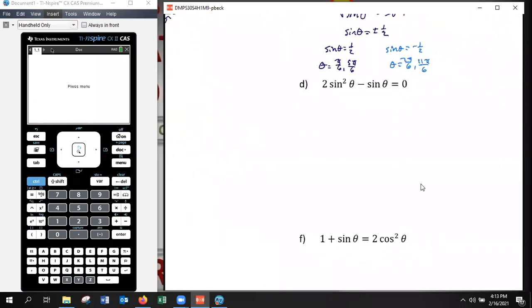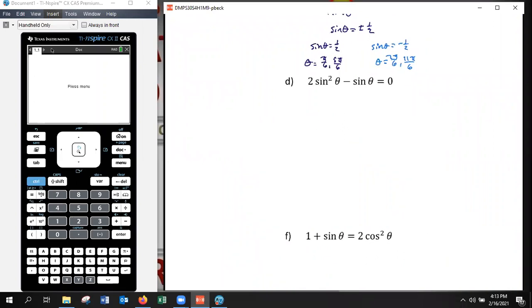I will look at D. So when it comes to a problem like this, the way that I look at this is almost as if we have a substitution. What happens if y equals the sine of theta? So the problem that we're looking at is kind of like 2y squared minus y equals 0. So when I encounter a situation like this, this substitution is very helpful because it helps me take it back to something that I'm used to doing already.